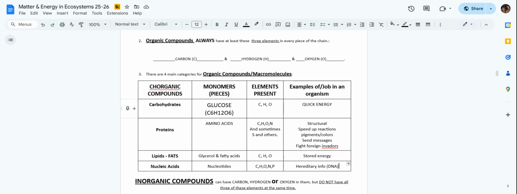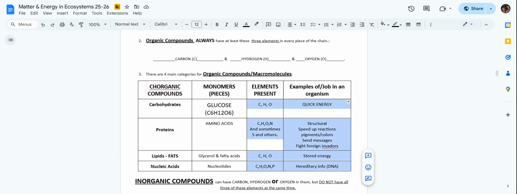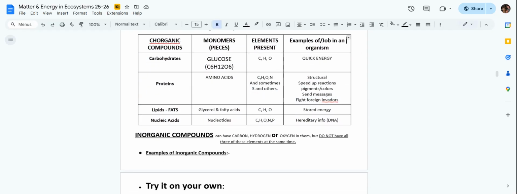So these are the 4 organic compounds: carbohydrates, proteins, lipids, and nucleic acids. They all have C, H, and O. Some, like proteins and nucleic acids, have other additional elements. They each have their own job, but as you can see, they can each be broken down into their smaller pieces, and then those pieces can be rearranged to make each other. Carbohydrates can be used to make proteins. Carbohydrates can be used to make lipids. Carbohydrates can be used to make nucleic acids. Nucleic acids can be broken down to make carbohydrates. There are all different ways that they can be rearranged.